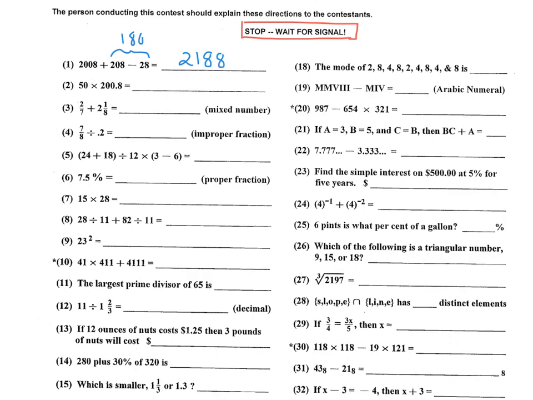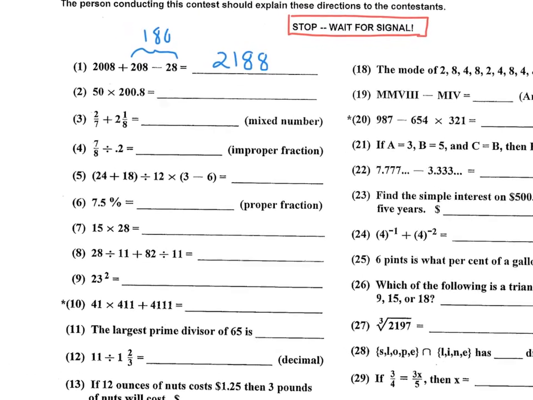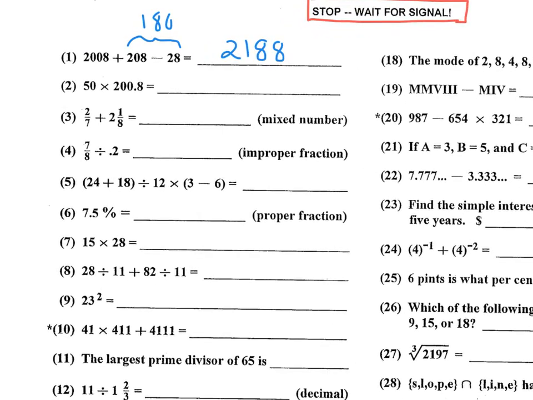On this next problem, I have 50 times 200.8. In this one, we can use the double and half method. If we double the 50, we can take half of 200.8, which is 100.4. And when you multiply those out, you're going to have 10,040. All I'm doing is multiplying 100.4 times 100. Okay?